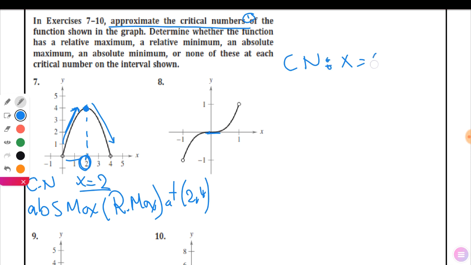X equals 0 is a critical number. As I told you, if the behavior of the function doesn't change from increase to decrease or from decrease to increase, then I don't have an extremum. In this case, what is the behavior of the function? Increase. As x increases, the function increases. Since the behavior of the function here doesn't change from increase to decrease, it is still increase. So in this case, the function f(x) has no extrema.